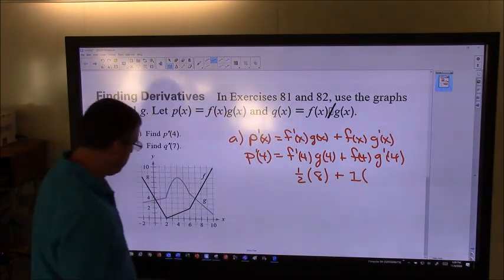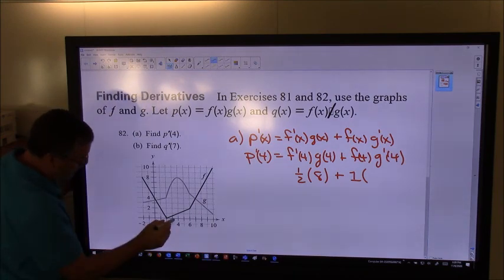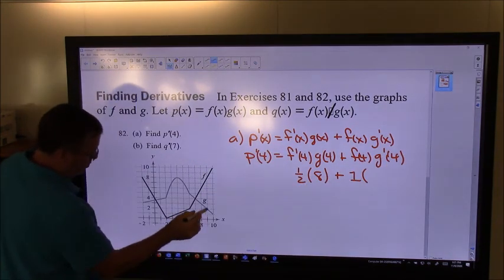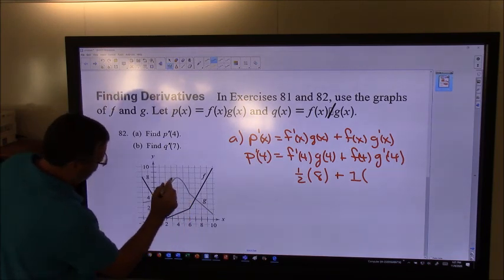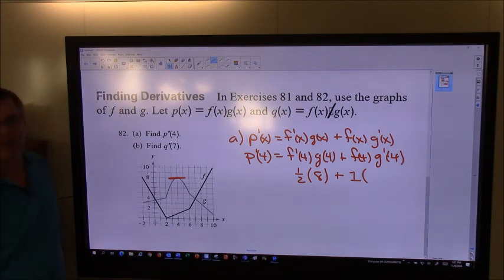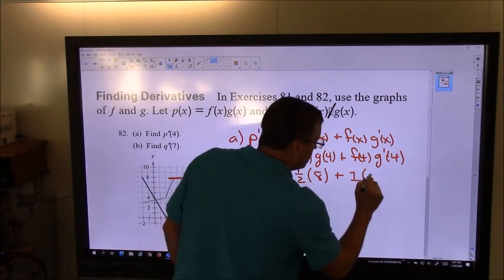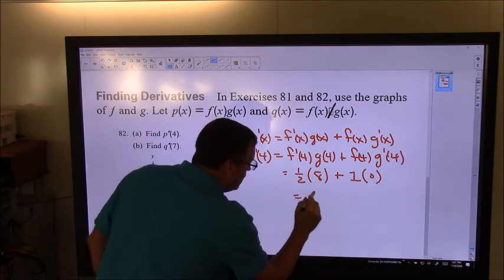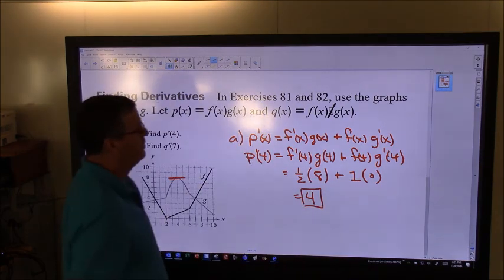Times, what's g prime of 4? So derivative means what's the slope of the tangent line? So if I go to the function g at 4, we're right there. What's the slope of that tangent line? 0. So what does this whole thing equal? Half of 8 is 4. There's my answer.